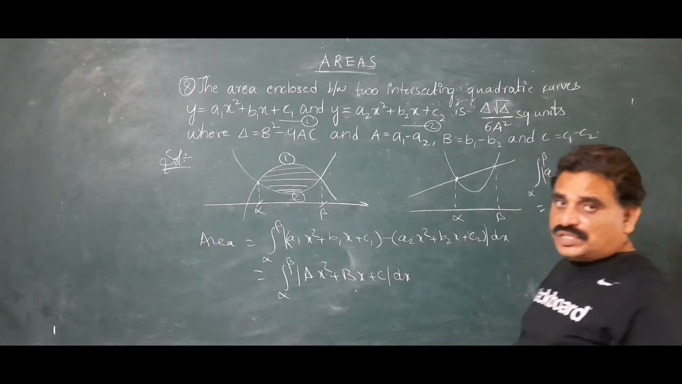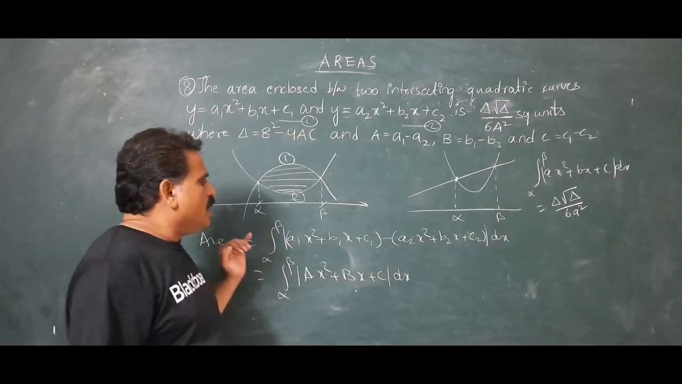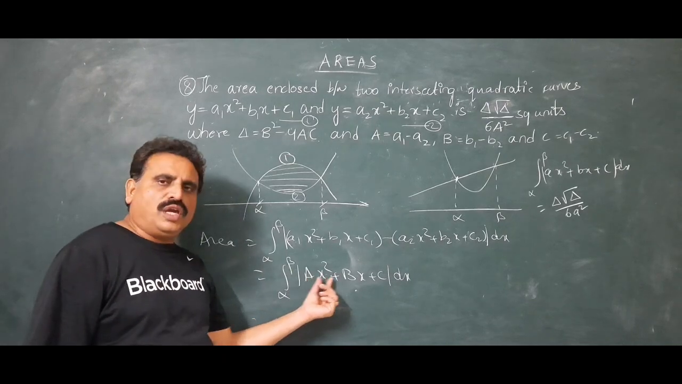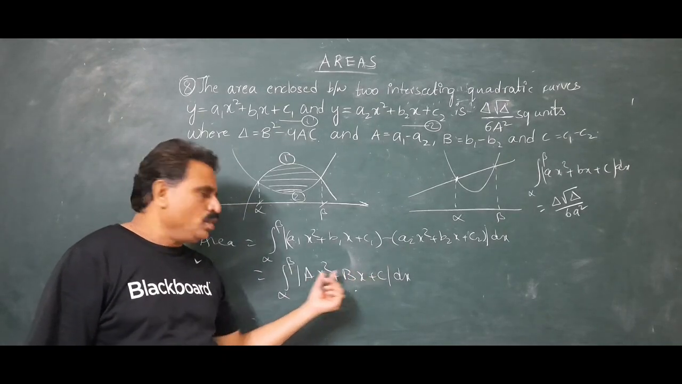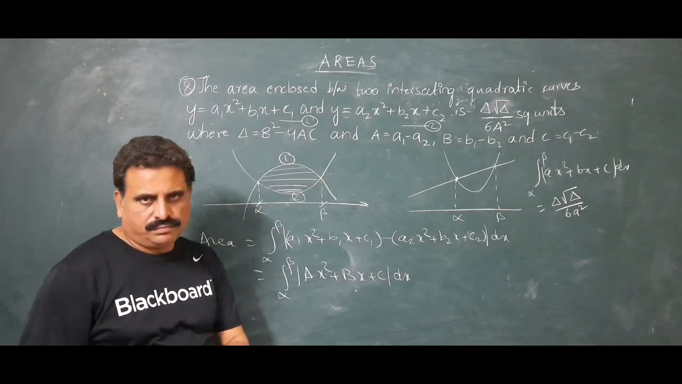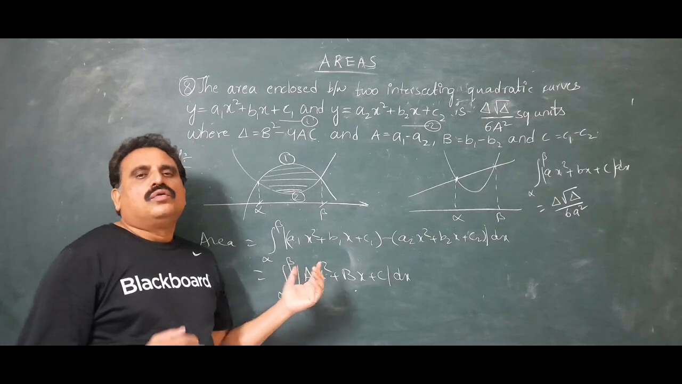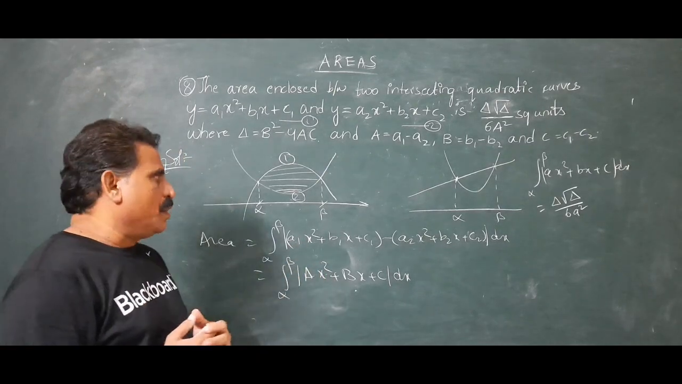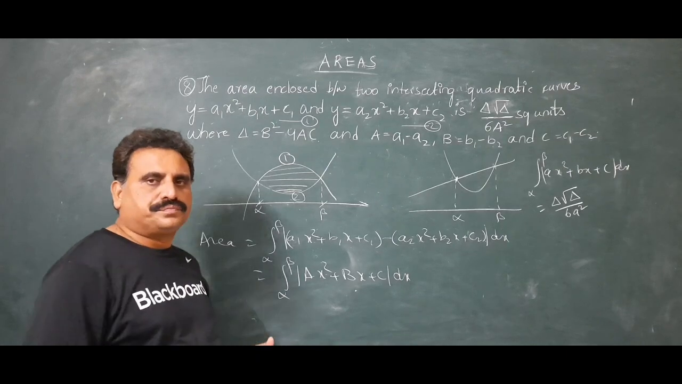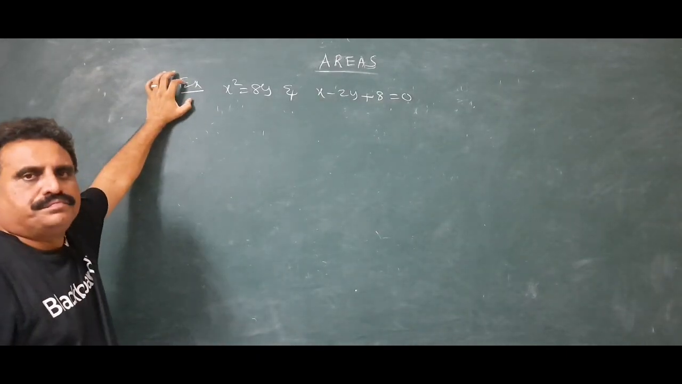Here one condition is there. If there is any common factor to A, B and C, don't cancel that common factor. Keep that in your mind. Okay, now we are going to some problems based on this formula. Now we discuss one example.